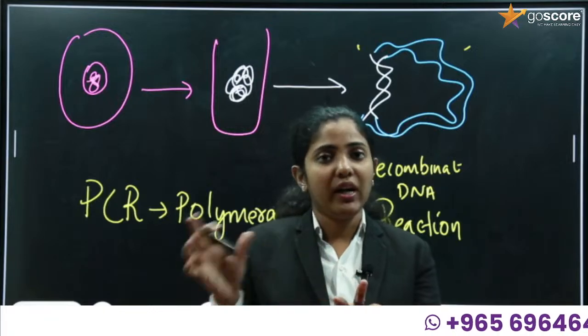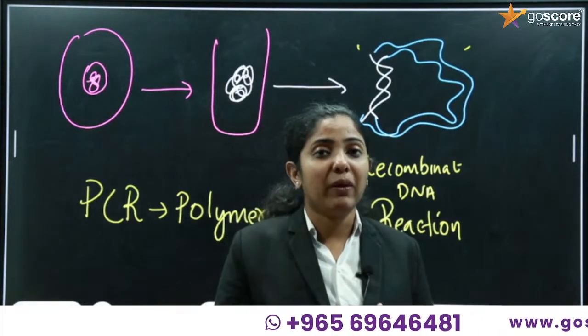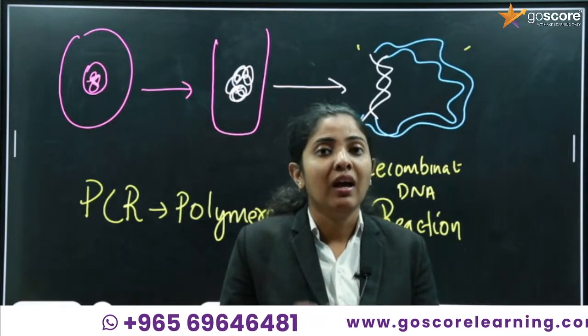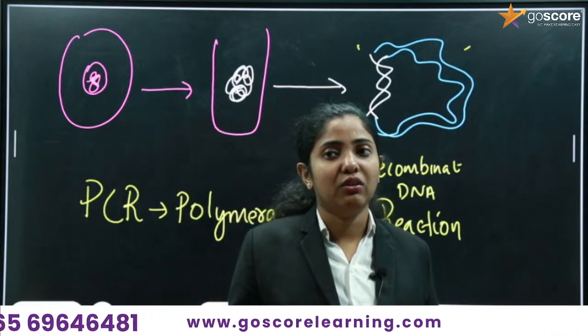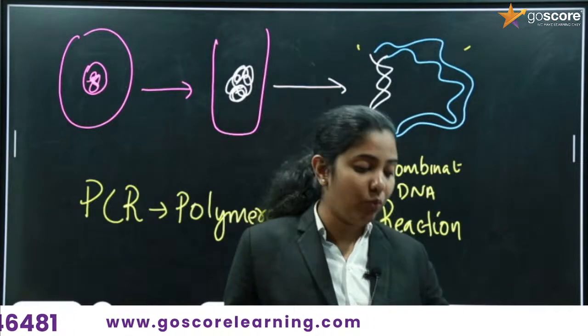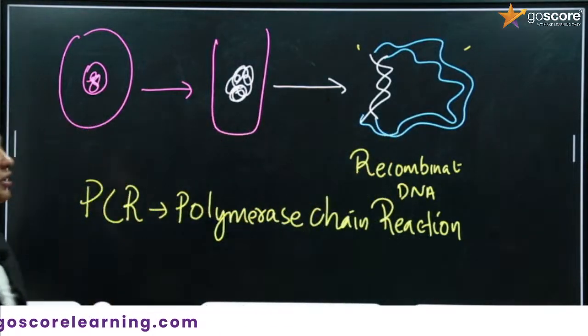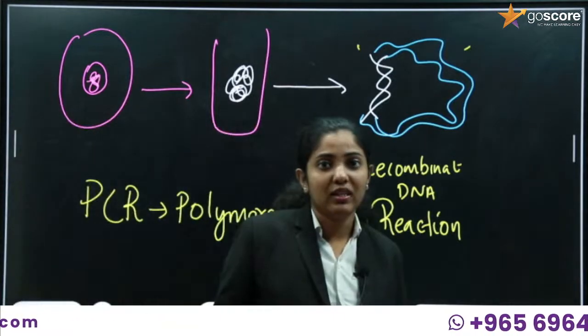Next one is about PCR, polymerase chain reaction. You can expect any of the processes from this chapter as a question. Be thorough with gel electrophoresis and also be thorough with polymerase chain reaction. Got it? Next we have to explain what is polymerase chain reaction and what are the steps involved in polymerase chain reaction.